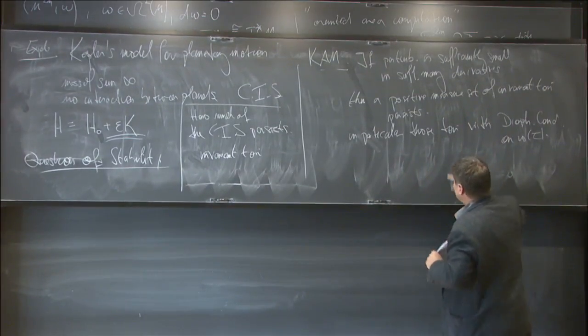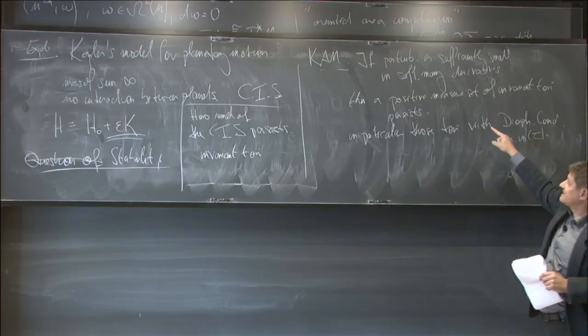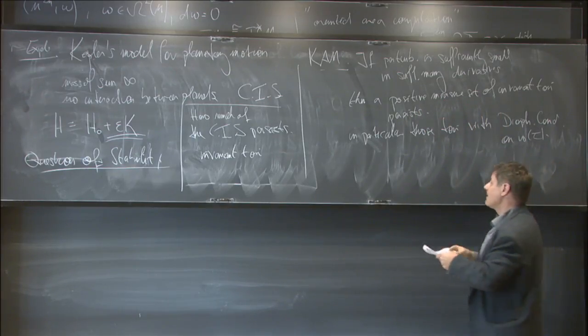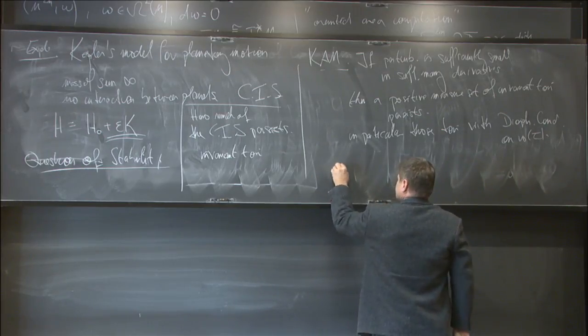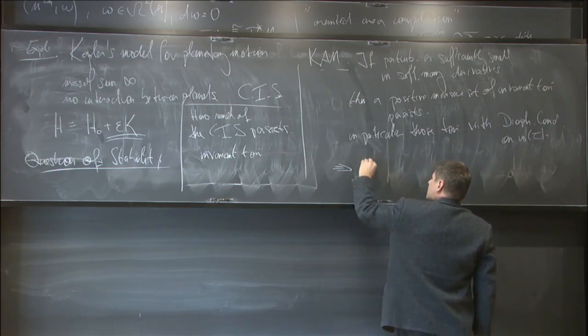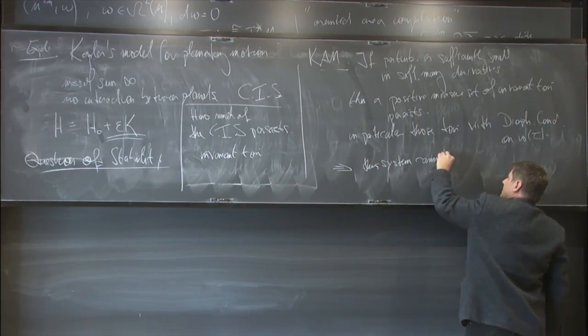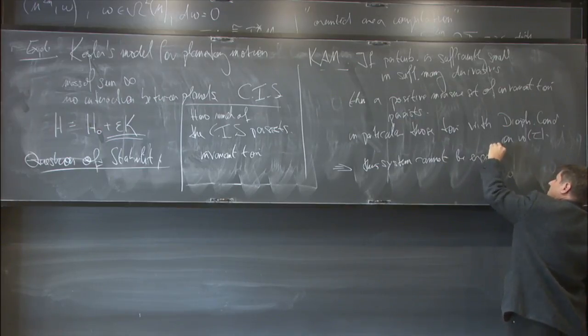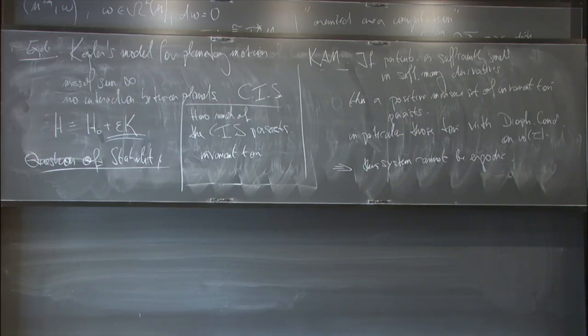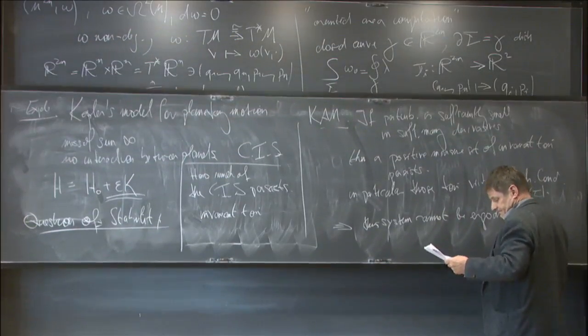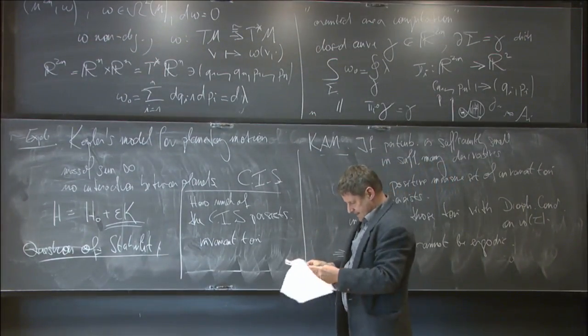All right. So in particular, this statement says you have a positive measure set of invariant tori. In particular, this says that this system cannot be ergodic. So this is the important consequence of KAM, that it gives you a strong counterexample to the ergodic hypothesis. All right. Okay.